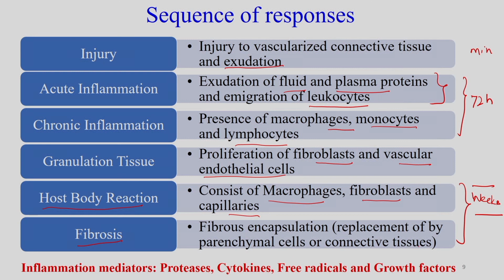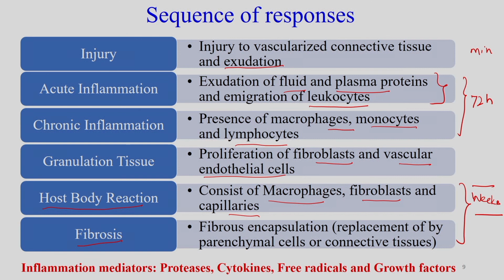So, it depends on the intended application of the biomaterial. It may finally be replaced by parenchymal cells, or it may be replaced by connective tissue. Now, all these steps are a sequence of foreign body responses. These cause the inflammation, and these inflammations are mediated by proteases, cytokines, free radicals and various growth factors.